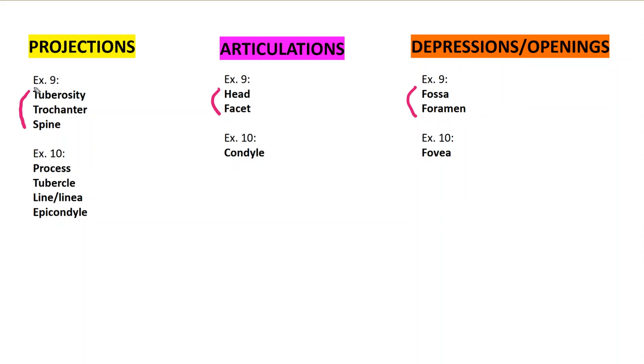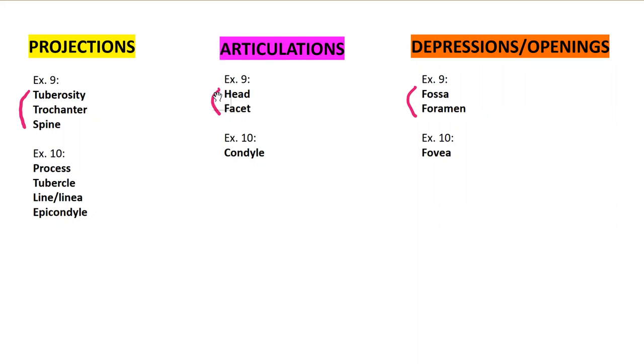We've learned three different kinds of projections in our first lab. A tuberosity, remember, was a roughened, raised area. And then the trochanter was specifically on the femur, remember, like two really big knobby projections on the femur, and the femur is the only place you see a trochanter. And then spine is a thin raised ridge of some sort, and we'll definitely see a spine on our scapula.